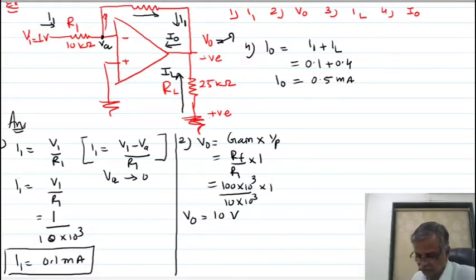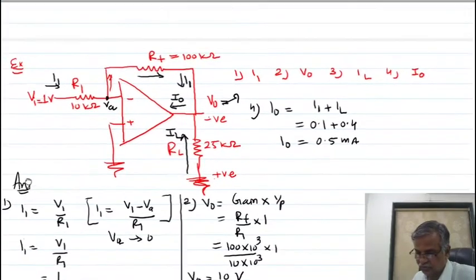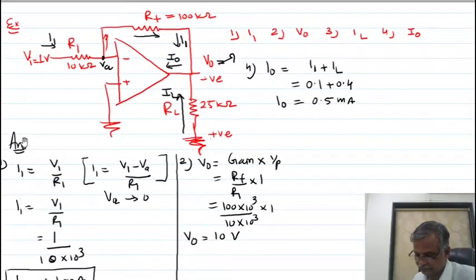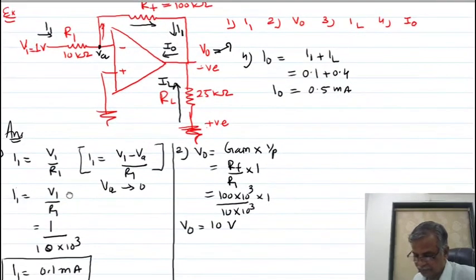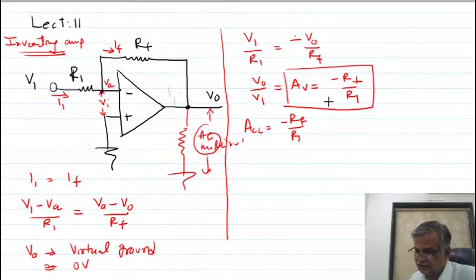I think you understand this numerical. Now, see, this equation is valid when this resistance is less than the input impedance of the op-amp. When this resistance is less than the input impedance of the op-amp, then this is valid.